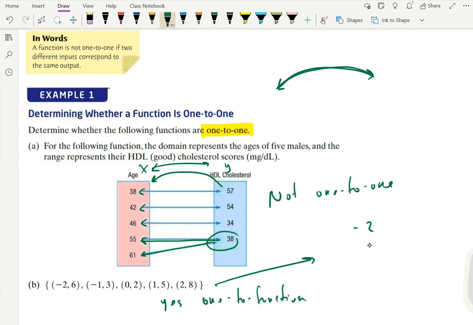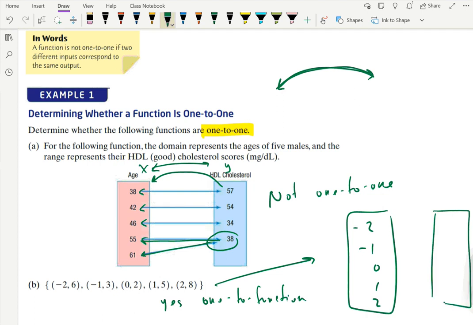So we had -2, -1, 0, 1, 2. Okay. So if we take that group and then we say, okay, what's the next group? So we have our x's and our y's. Then we had, let's just do it in the same order that was listed, 6, 3, 2, 5, 8. So negative 2 went to 6, negative 1 to 3, 0 to 2, 1 to 5, and 2 to 8.